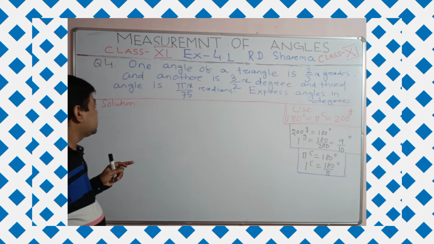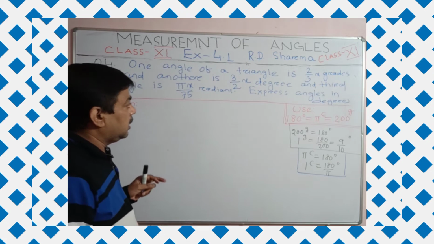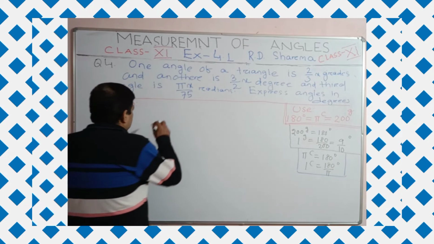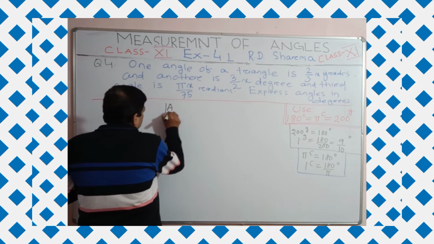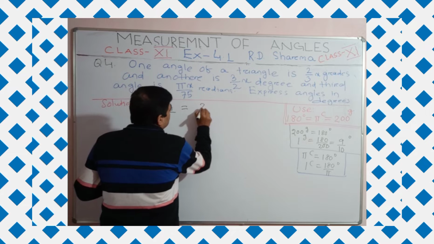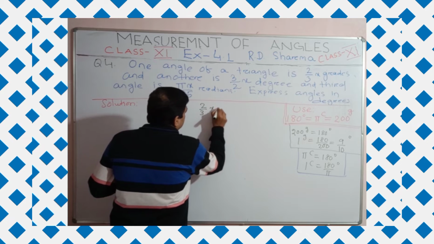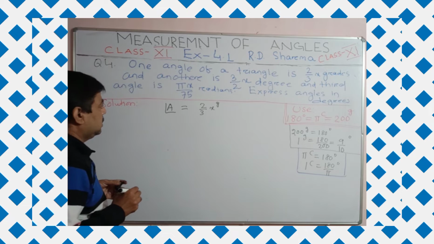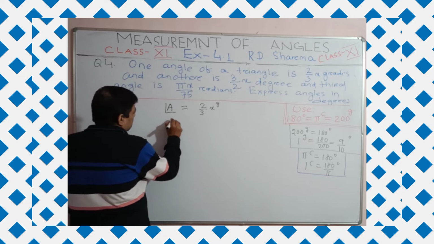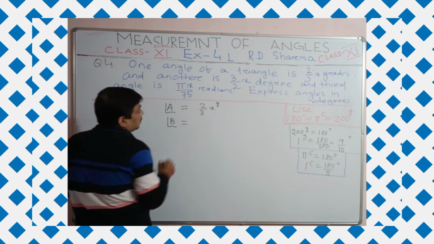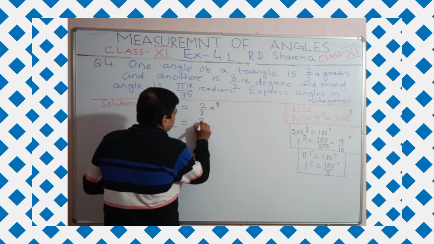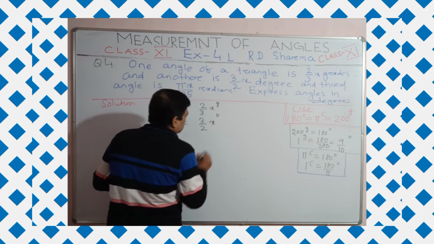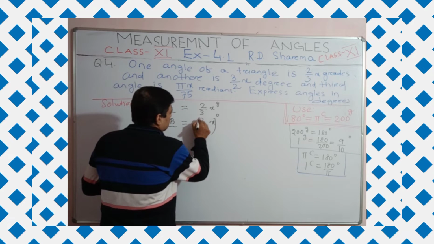Question number 4 says one angle of a triangle is 2 by 3x grade. Suppose angle A is equal to 2 upon 3x grade. Understand or not? This stands for grade. And the second angle, suppose angle B, is given as 3 by 2x degree. 3 by 2x what? Degree.